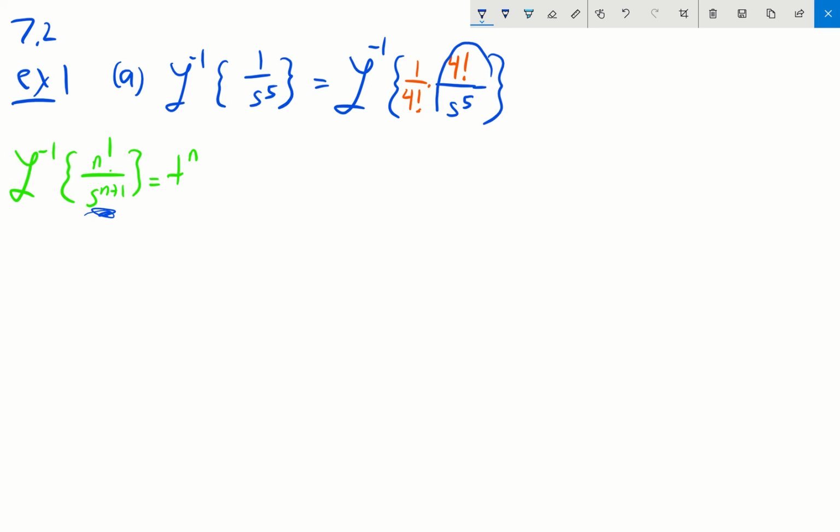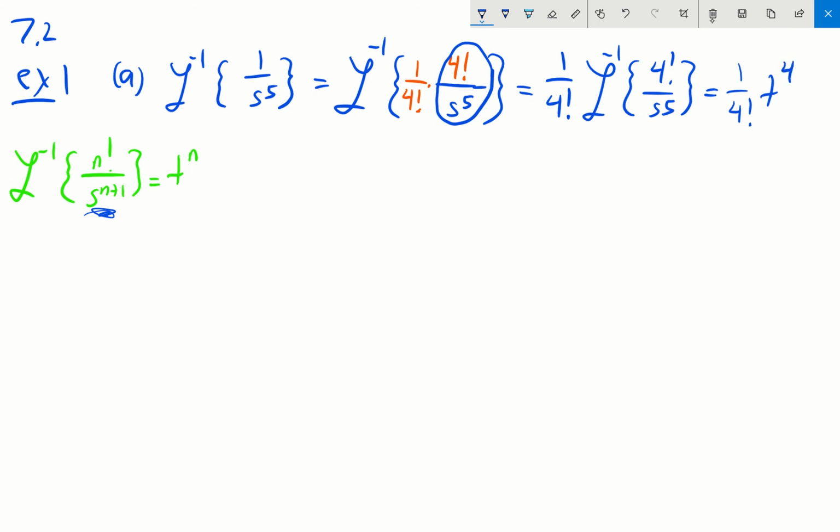This part I need to group together because it perfectly suits what we're trying to do in terms of the inverse Laplace transform. And the inverse Laplace transform is also linear, so we can pull that 1 over 4 factorial to the outside. We get the inverse Laplace transform of 4 factorial over s to the 5th, and that part is simply going to be t to the 4th. So our final answer for this one, 1 over 4 factorial, by the way, is 1 over 24, t to the 4th.